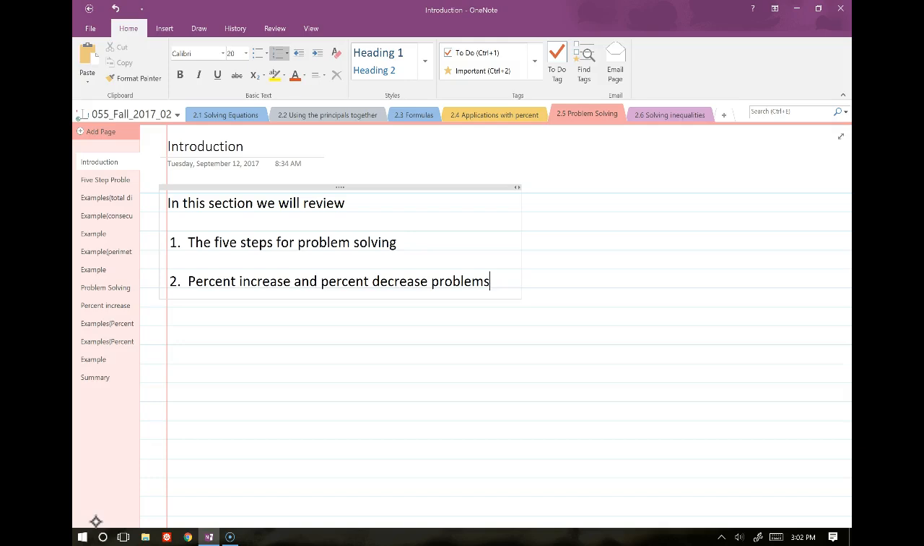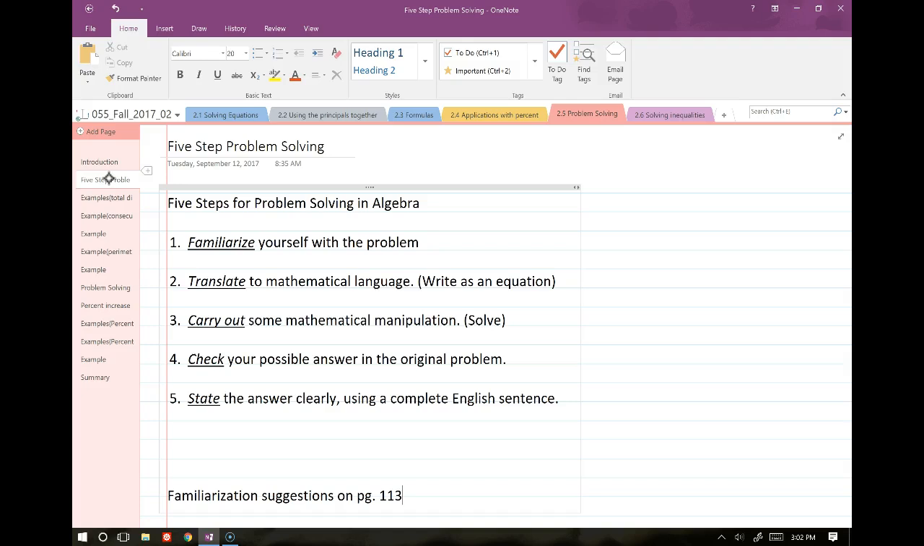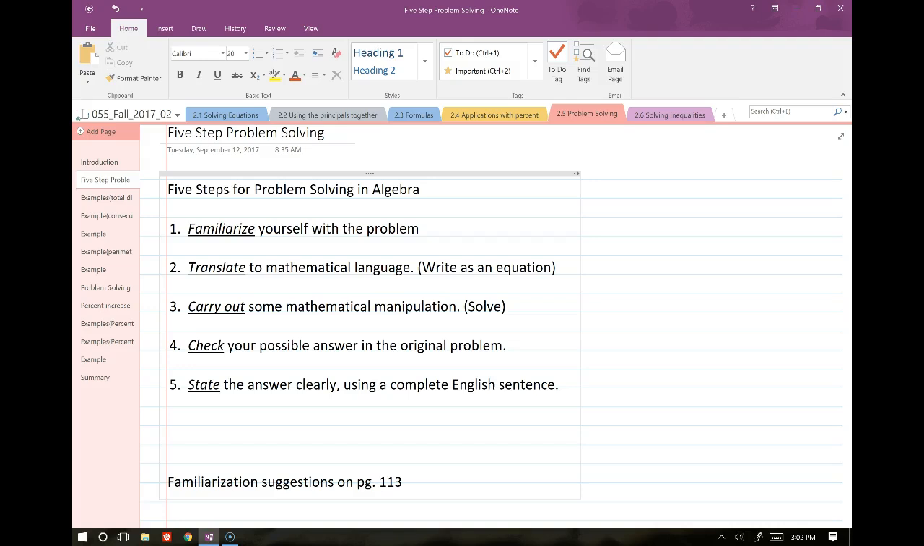All right, so the five-step problem-solving method, if you guys want to look this up, this is on page 112, right? And then on 113, there's a whole other set of instructions that has to do with becoming familiar with the problem. So up here, we'll just go over the five steps for solving the problem, but I would highly recommend you guys go through the steps to becoming familiar with the problem too, because a lot of times that could be the hardest part, right? Once you're familiar with the problem, you know what equation you're supposed to use, and the rest is not that bad in comparison.